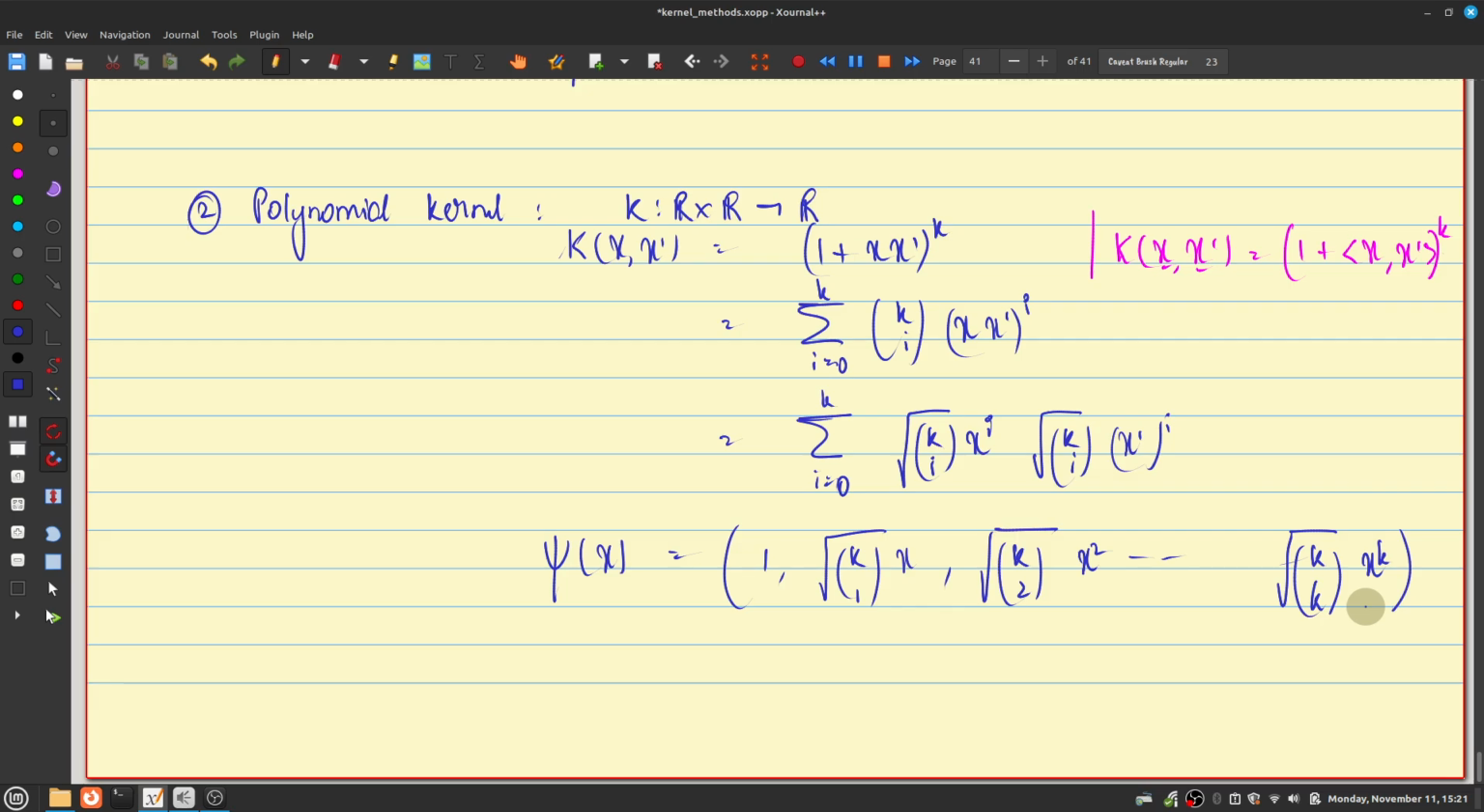Right? So now you see why it's called the polynomial kernel. Effectively, you're mapping x to a polynomial of degree k. The ith component is the ith monomial of degree i, but the coefficients are not exactly equal to 1. They're all different. They're chosen this nice way.